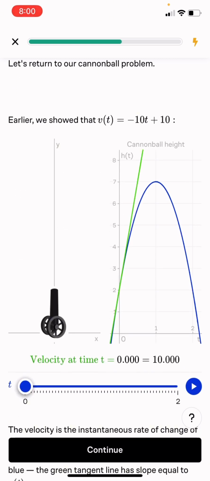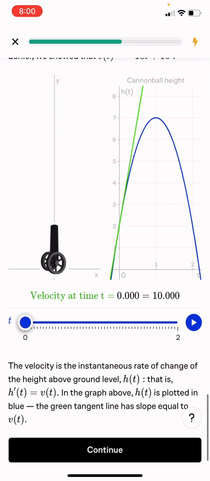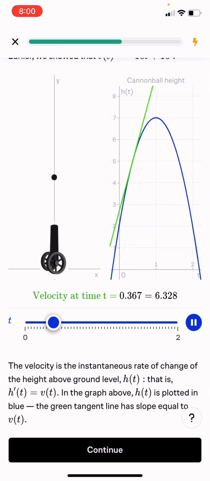Earlier we showed that v(t) equals negative 10t plus 10. The velocity is the instantaneous rate of change of the height above ground level, h(t), that is, h prime(t) equals v(t). The graph of h(t) is plotted in blue. The green tangent line has slope equal to v(t).